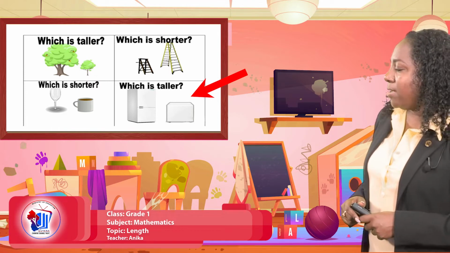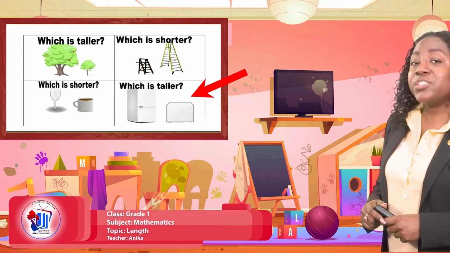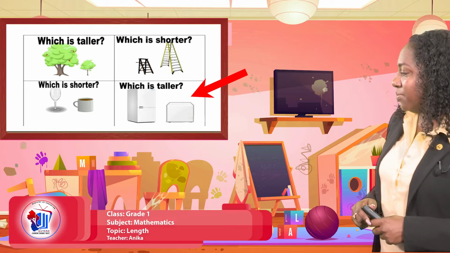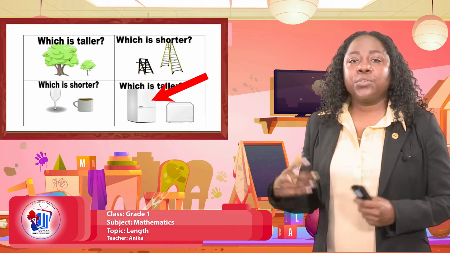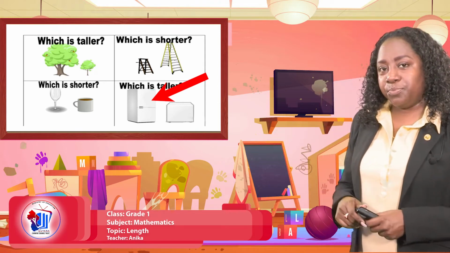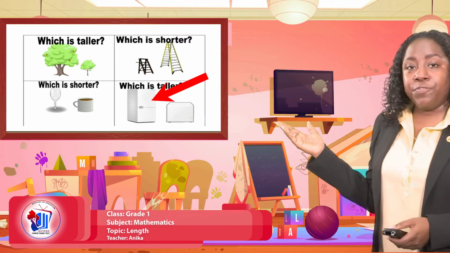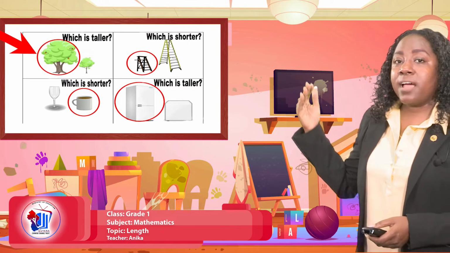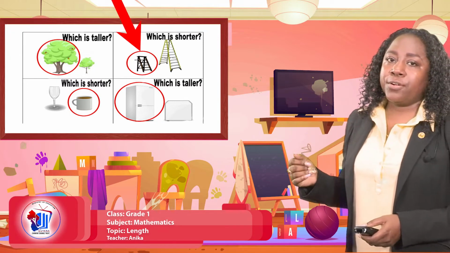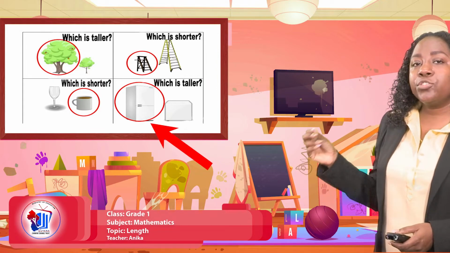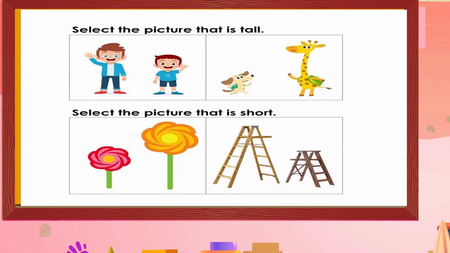Let's look at the refrigerator and the freezer. Which one do you think is taller? If we look carefully, the refrigerator is very tall. So that one would be taller. Were you able to answer these correctly? So let's review. You can see I drew circles around the tall tree, the short ladder, the short cup, and the tall refrigerator. Easy.